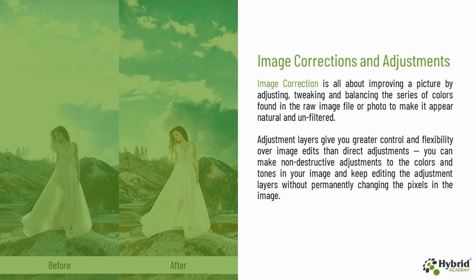Image correction is all about improving a picture by adjusting, tweaking and balancing a series of colors found in a raw image file or photo to make it appear natural and unfiltered. Adjustment layers give a greater control and flexibility over image edits than direct adjustments. You can make non-destructive adjustments to the colors and tones in your image and keep editing the adjustment layers without permanently changing the pixels in the image.